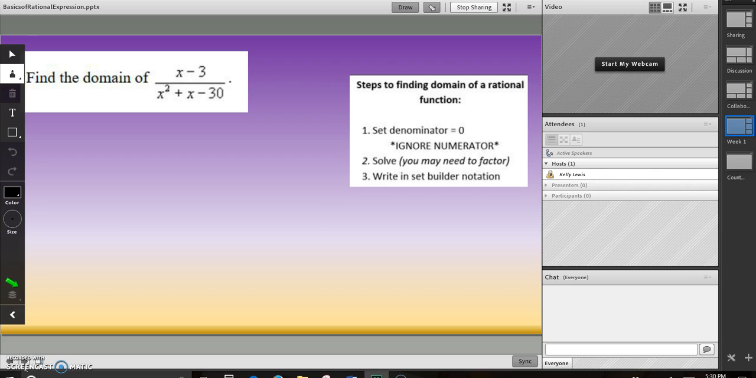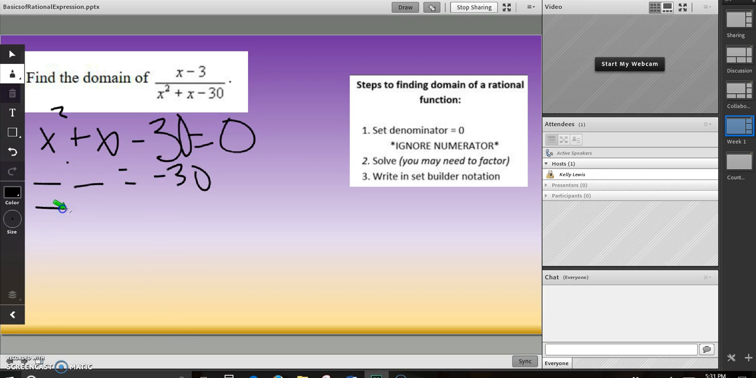Okay, so we're finding the domain. Ignore the top. Always go for the bottom. We're going to set it equal to 0, and there's an x squared and an x, so that means we're going to factor it. We need what multiplies to give us -30 and adds to give us 1, remembering there's an invisible 1 here. 5 and 6 work, but we need a positive 1, so 6 is positive and 5 is negative.